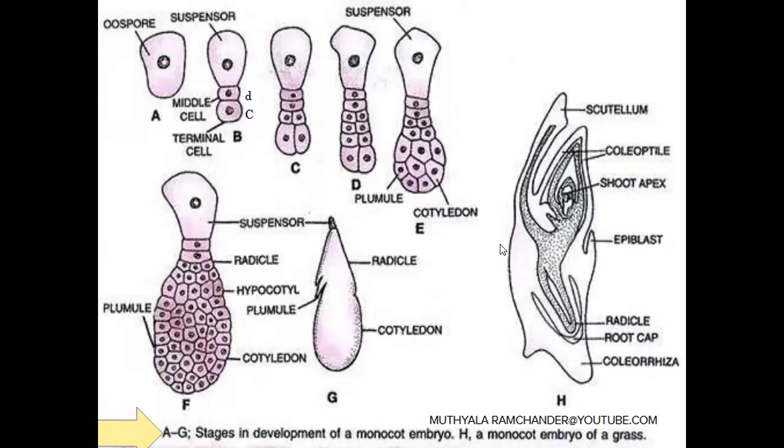At the same time, the lower portion of the monocot embryo is called the hypocotyl. The hypocotyl contains the root called the radicle. The radicle contains the root cap. The root cap and radicle are protected by one protective layer called the coleorhiza. Coleorhiza is the protective layer of the root. Coleoptile is the protective layer of the shoot. So it is the matured embryo of monocot.